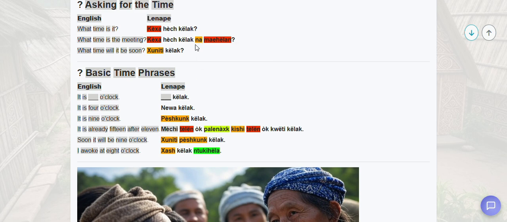Na and na can both be used for the, but they generally mean this. And na can mean that. So Kèxa, hèch, këlak na, whatever it is that you're doing.